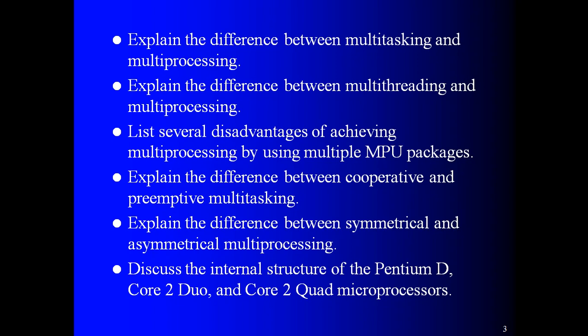So we are just going to give you the overview of the internal structure of all those Pentium D and Core 2. The basic features that we are going to cover in this section are multiprocessing, multi-threading, and multitasking. There are two kinds of multitasking that we have discussed earlier, the non-preemptive and preemptive. So we are going to understand all those things with examples. So let's go to the next slide here.